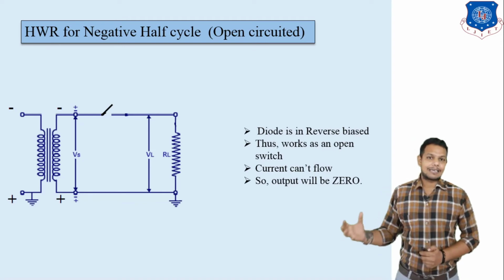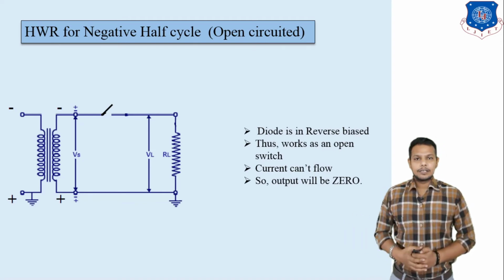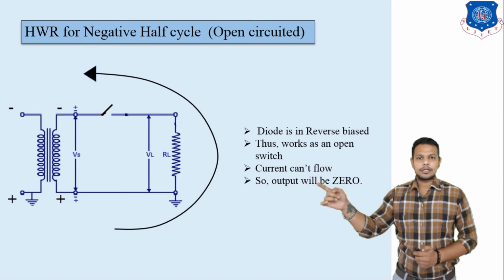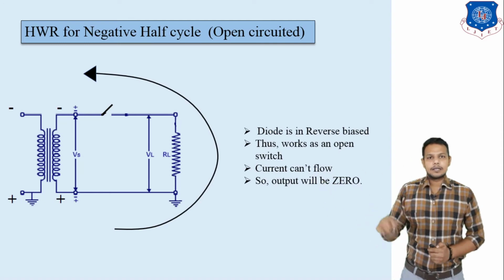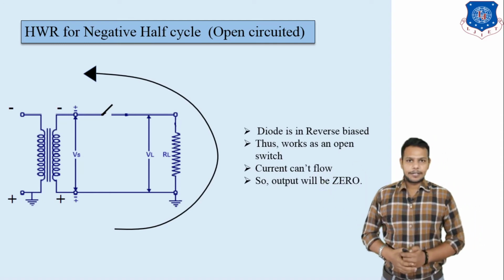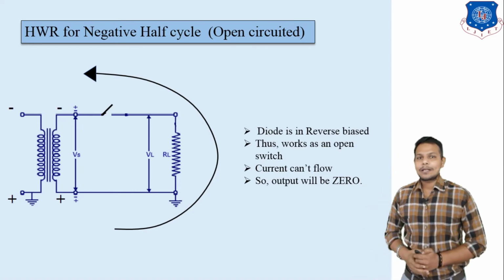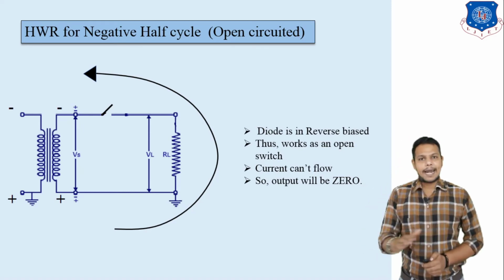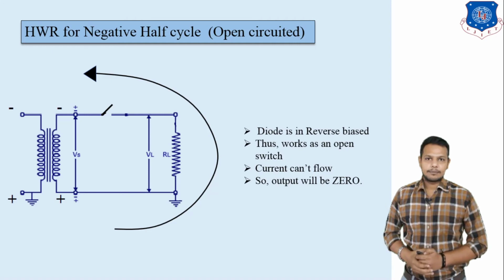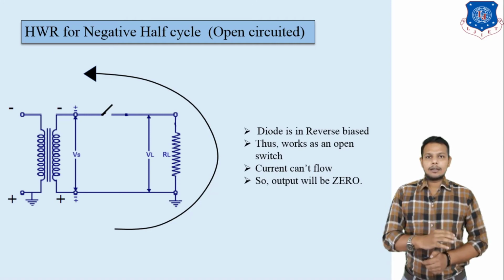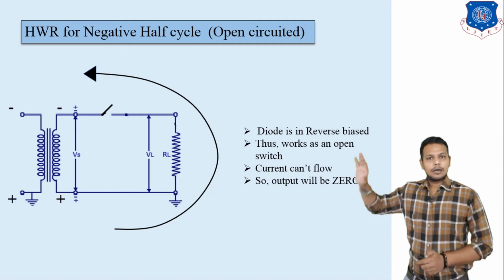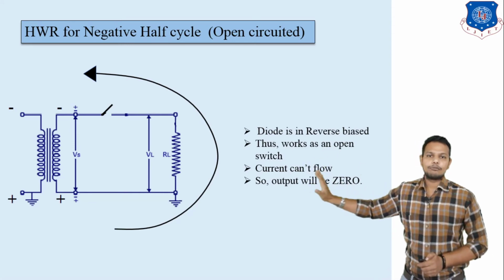So that means it is equivalent to an open circuit. Current flows in this direction, but due to this the diode works as an open circuit. If it is an open circuit, current can't flow in this circuit diagram. So we will get nothing from this input waveform.